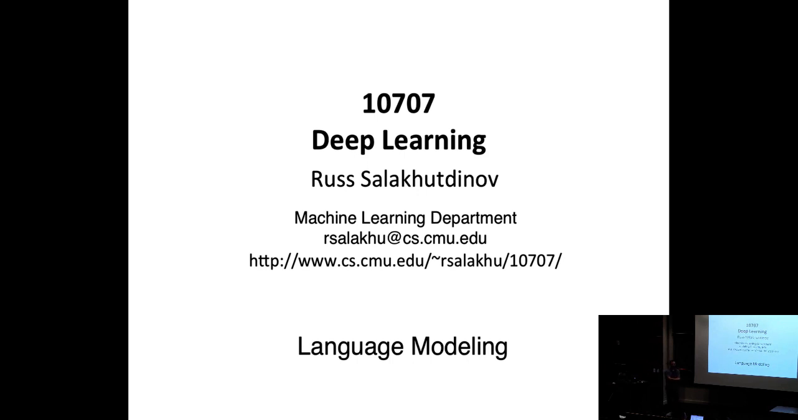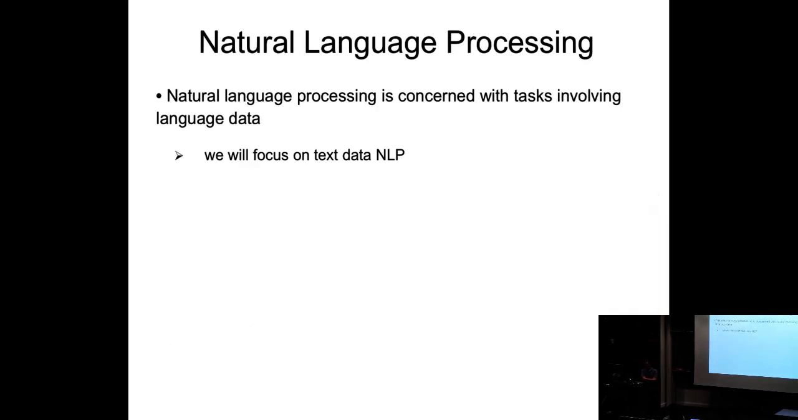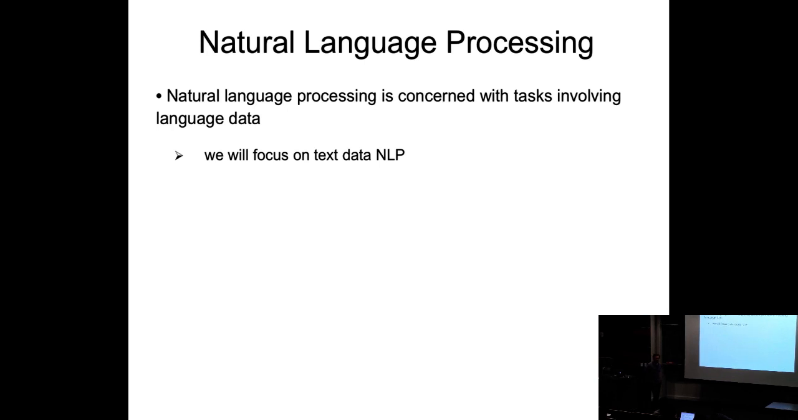variational autoencoders. But today, you should look at Hugo's class. I think that a lot of the material that I'm going to talk about today is borrowed from his class. The reason I wanted to talk about sequential modeling as well as language modeling is that it's a very commonly used area of research, and so far we've been looking a lot at images, but today we're going to look at applications of neural networks to language.